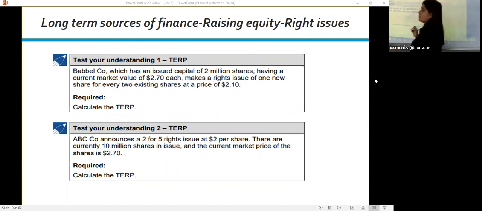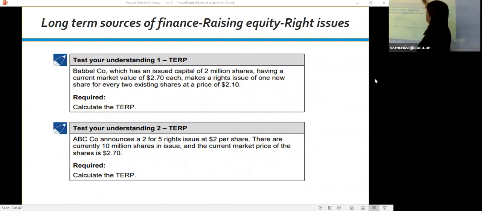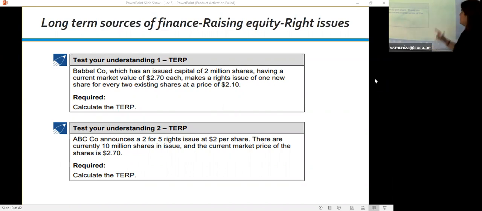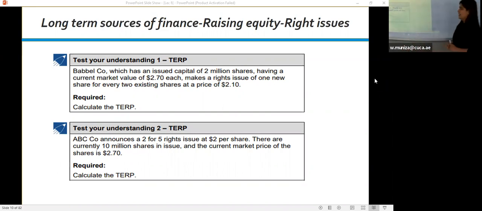2.7, plus the proceeds from the new rights issue. How many proceeds are we taking from the new rights issue? How many new shares are being issued, students? 2 million shares are already there and one for every two, so how many shares? The new rights issue will be 1 million. So 1 million multiplied by the rights price of 2.10, divided by total shares in issue. 1 million are the new rights issue and 2 million are existing. So how many total shares are going to be there now? 3 million. So this is going to be the theoretical ex-rights price.